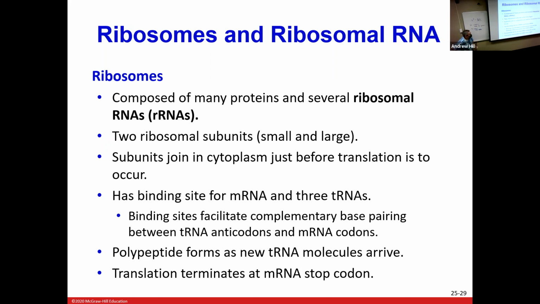We'll talk about that. So this ribosomal RNA has to interact with the messenger RNA, so it has to have a binding site for that. And it's also going to have to interact with the transfer RNA, so we'll have binding sites for the transfer RNA. These binding sites facilitate complementary base pairing between the transfer RNA anticodons and the messenger RNA codons. We'll see a picture of that in a second. The polypeptide, again, remember that's a sequence of amino acids, forms as new transfer RNA molecules arrive. And then translation terminates at the mRNA stop codon. This will all be clear when we look at a picture of this.